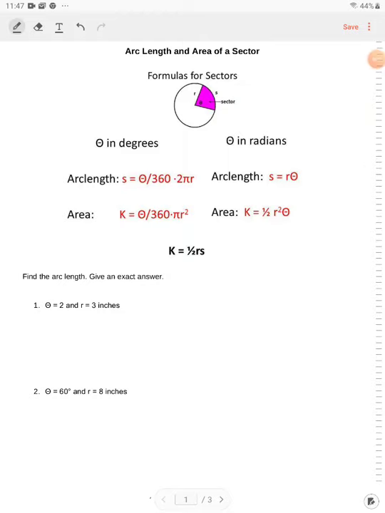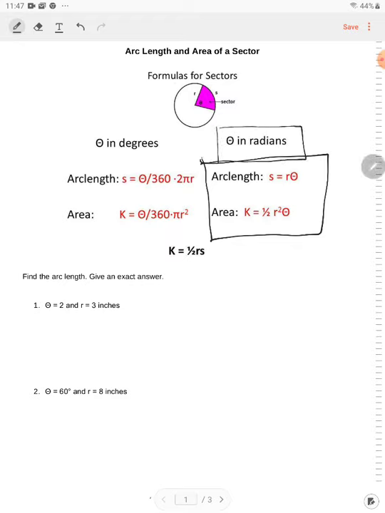In this video, we will discuss arc length and area of a sector. So the two formulas that we're going to work with are arc length, S equals R times theta, and area of a sector, K equals 1/2 R squared theta. And if you notice, theta must be in radians.